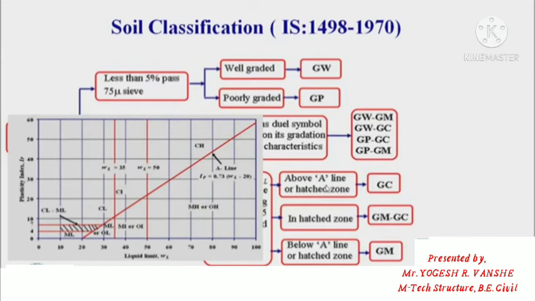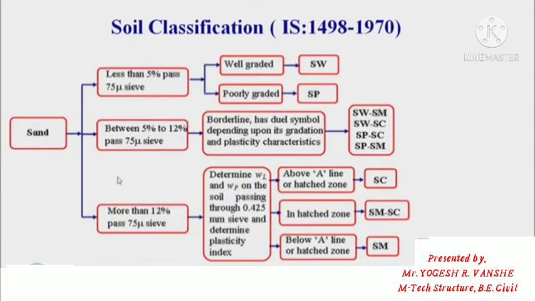To see whether it is above the A line or below the A line: if it is above the A line, it is a GC, meaning gravel containing clay particles. If it is in the hatched zone, then silt and clay are both present. It is GM-GC. And if it is below the A line, it is a silt. Therefore, it is GM. The same thing applies for sand.